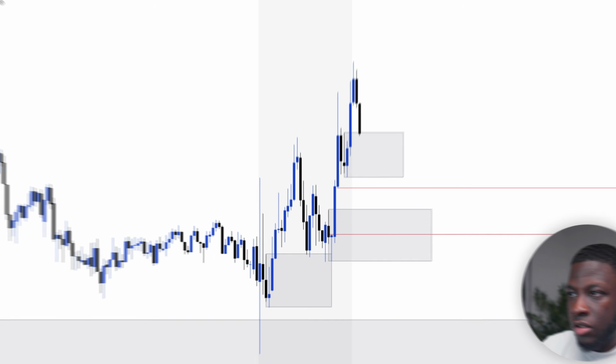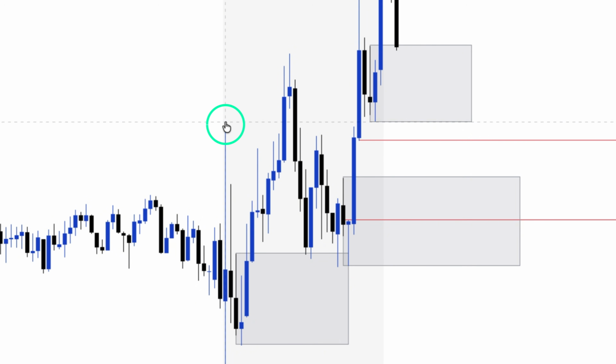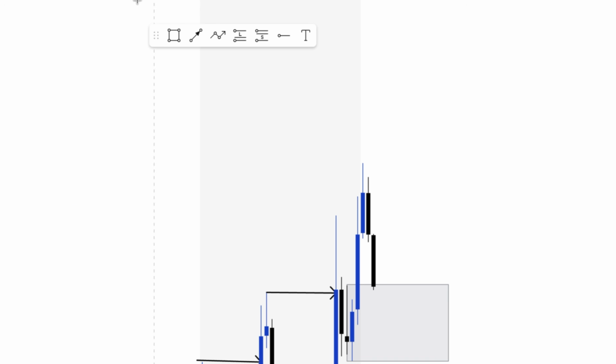Okay, so in this case, you should be able to now see that we had a change of character here. We had a break of structure here. So let's draw this out properly. We had a change of character here. We have a break of structure right here. By the way, for a valid break of structure, it needs to close above the previous. So we closed above here. And then now you will see that we kind of have a minor-ish break as well. Just a minor-ish one. But right now we're having break of structures just kind of continuing, which is good.